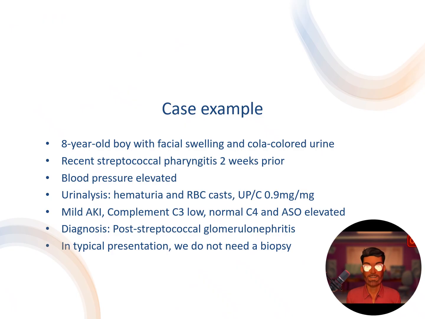Here we have a case example, an 8-year-old boy with facial swelling and cola-colored urine, recent strep infection, UA with hematuria, elevated urine protein creatinine ratio, but it is subnephrotic, mild AKI with low C3. The blood pressure is elevated. The UA with hematuria and RBC casts, the urine protein creatinine ratio is 0.9. He has mild AKI. And the diagnosis most likely is going to be post-strep glomerulonephritis. And in a typical presentation like this, you do not need a biopsy.